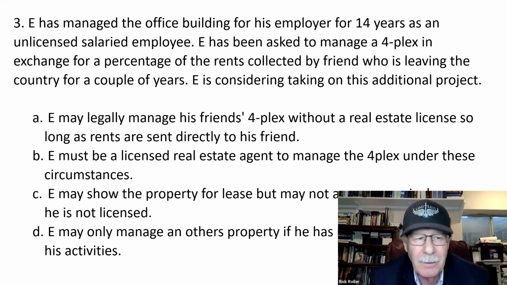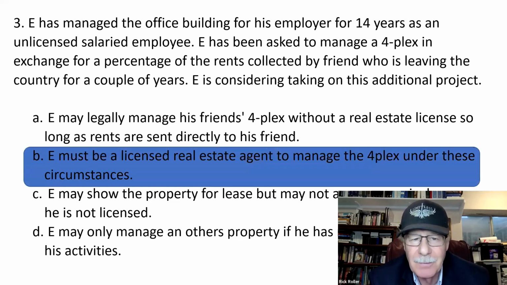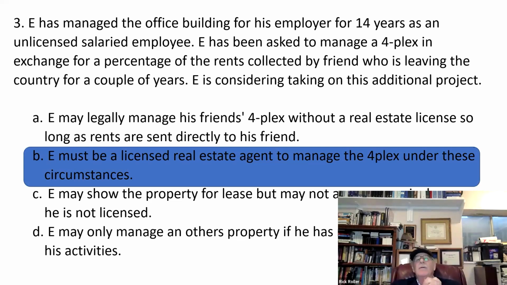So which one do you think? Do you think it's A or B? Because, you know, you need a license to arrange repairs. It's B, folks. E must be licensed to manage a fourplex under these circumstances. And what are the circumstances? Well, the owner's out of town. The owner is away. You're the only contact on this property.